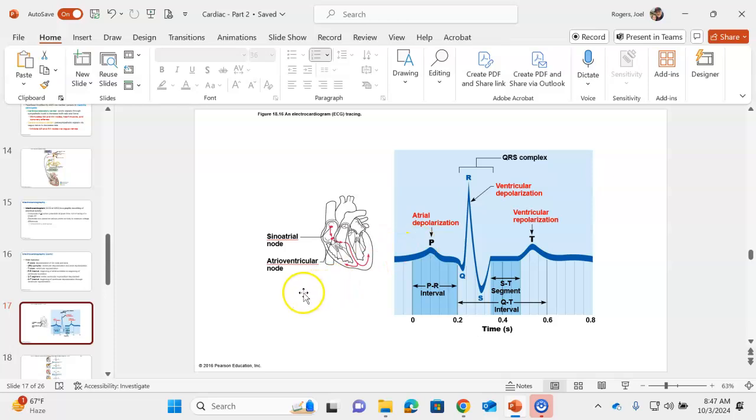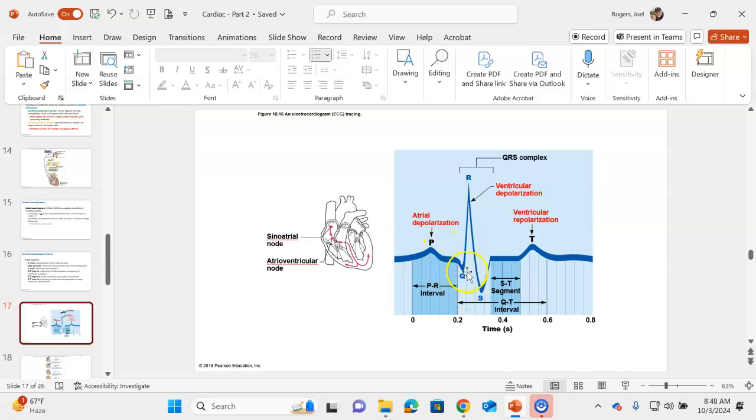Now, remember, electrical comes before mechanical, and the myocardium must depolarize before it contracts. So after the atria depolarize, they will contract. Now, if you notice, atrial depolarization, and then we have depolarization and repolarization for both ventricles, but what are we missing? We're missing a deflection for atrial repolarization.